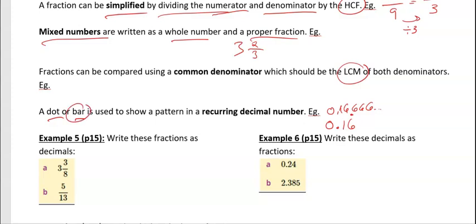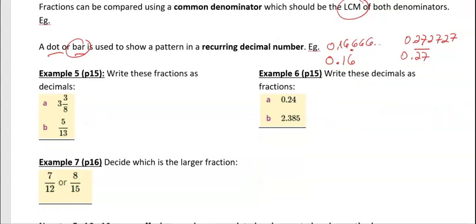But we'd use a bar. You can use dots, but I'll show you how to use the bar. If we had, for example, 0.27 and the 27 repeats, that'll be 0.27 with a line over it. Okay, let's look at some more practical examples.